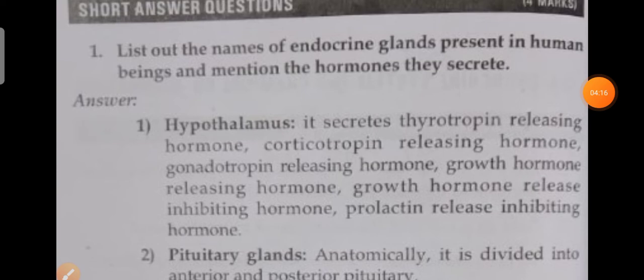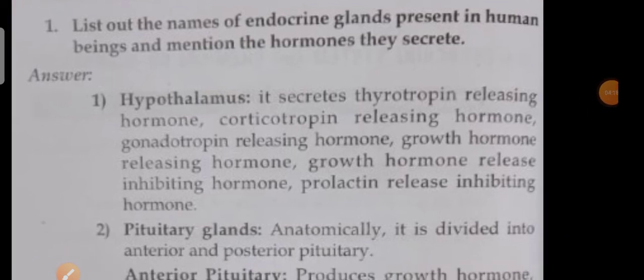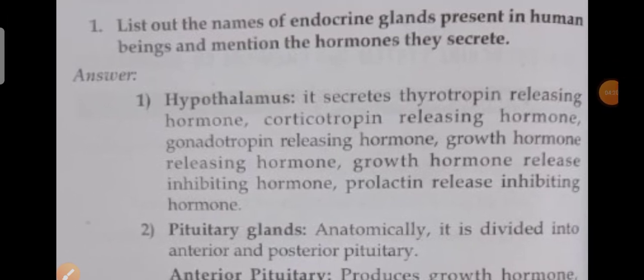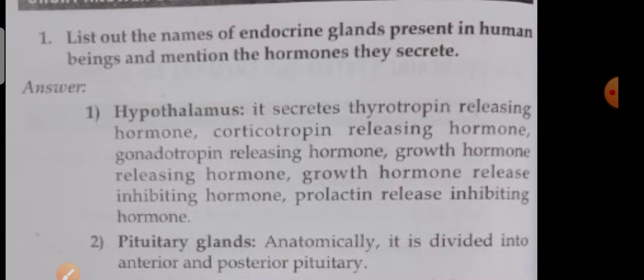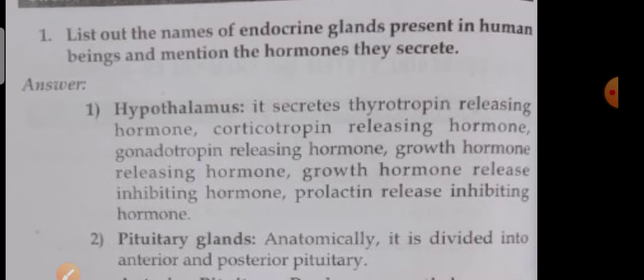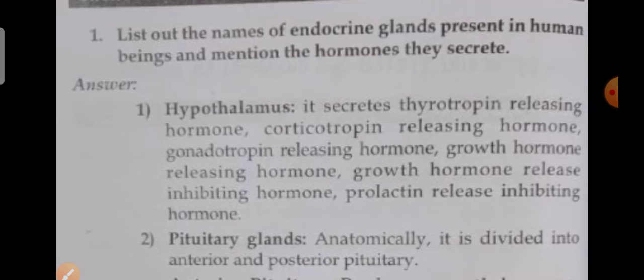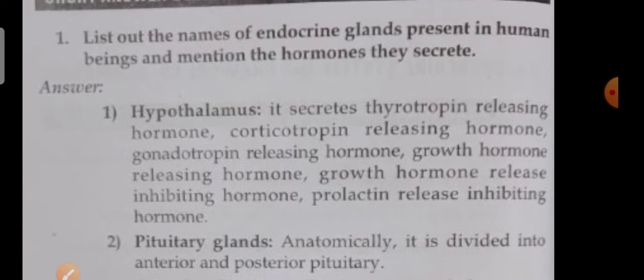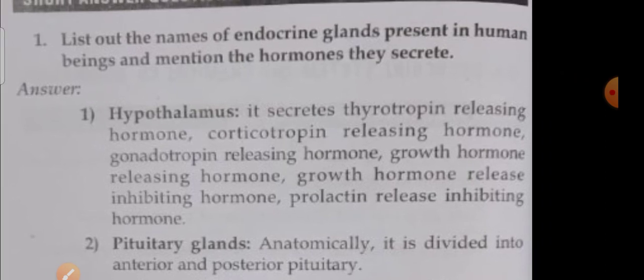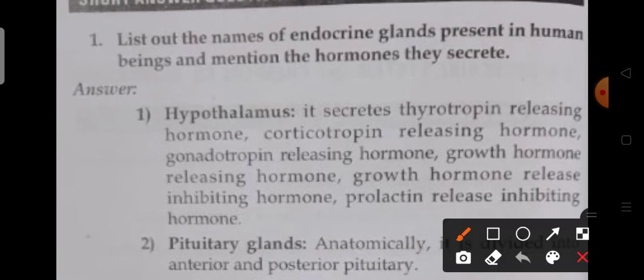Okay, the hypothalamus, located at the brain, secretes the thyroid trophin releasing hormone along with corticotrophin releasing hormone. It will secrete several types of hormones. The first is thyroid trophin releasing hormone, and the next one is corticotrophin releasing hormone. Next, gonadotropin releasing hormone.